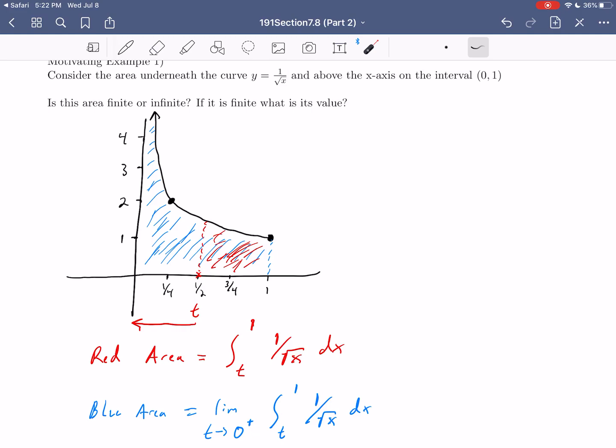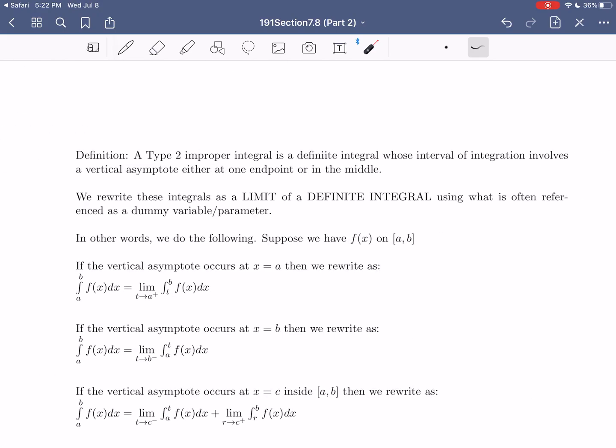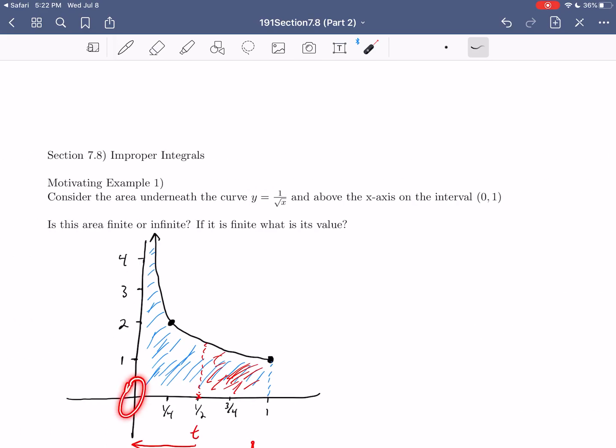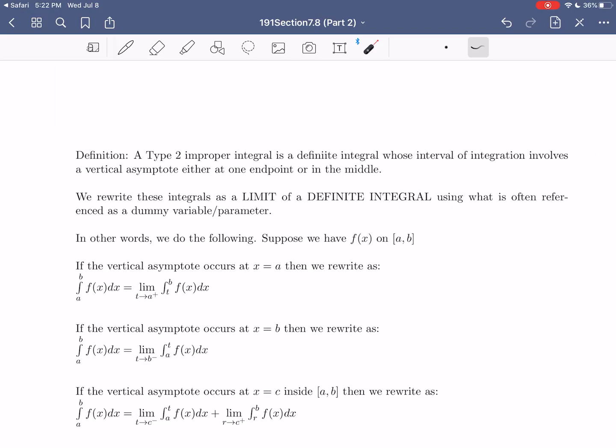So just like we did in the previous investigation, let's go ahead and give a summary of the official definition of these type 2 improper integrals. A type 2 improper integral is a definite integral whose interval of integration involves a vertical asymptote, either at one of the endpoints, like it was here, in this case at the left endpoint, x equals 0, or potentially in the middle of the interval. So you could have your vertical asymptote in the middle of the interval.